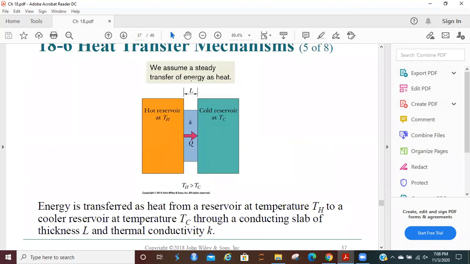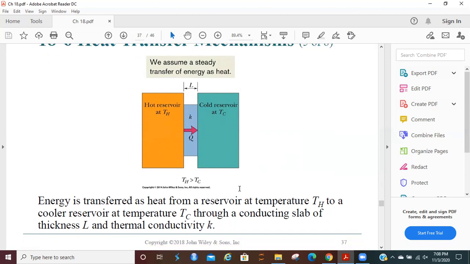So we've got a steady transfer of heat. We've got a hot reservoir here. We've got our surface here. It has a thermal conductivity here. And then, as you would expect, the heat runs from the hot to the cold. So energy is transferred as heat from a reservoir at temperature T_H to a cooler reservoir at T_C through a conducting slab of thickness L and thermal conductivity k.